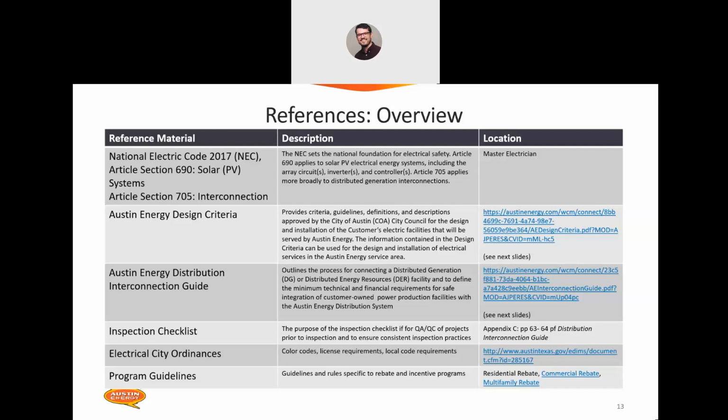We have the electrical city ordinances, so color codes, license requirements, and local code requirements, as hyperlinked here. And then finally, we have our program guidelines, which are specific to all of our different rebate and incentive programs. So our residential rebate programs, our commercial rebate, multifamily, you can find all of that on our website, and they each have pages related to each of those programs.